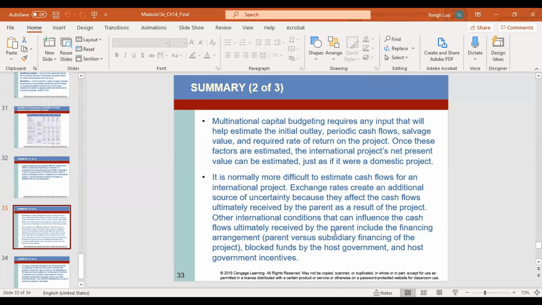It's normally more difficult to estimate cash flows for an international project. Exchange rates create an additional source of uncertainty because they affect the cash flows ultimately received by the parent as a result of the project. Other international conditions that can influence the cash flows ultimately received by the parent include the financing arrangement, parent versus subsidiary financing of the project, blocked fund by the host government, and host government incentives.